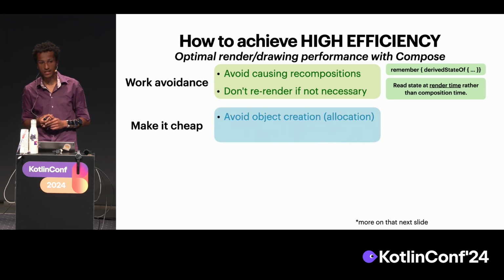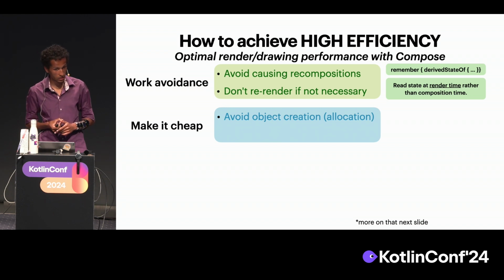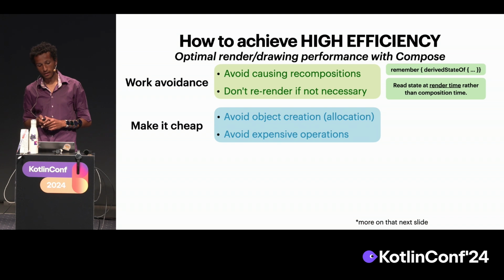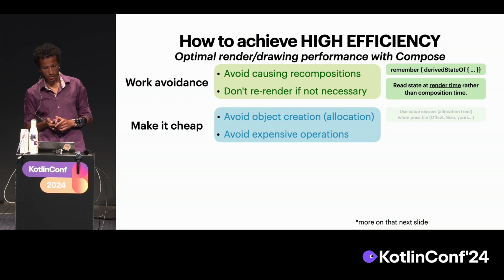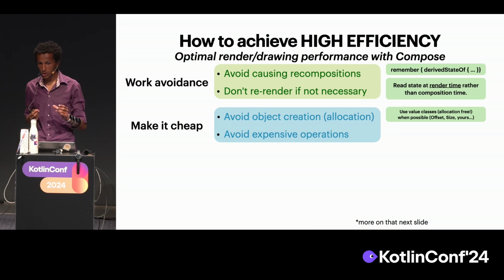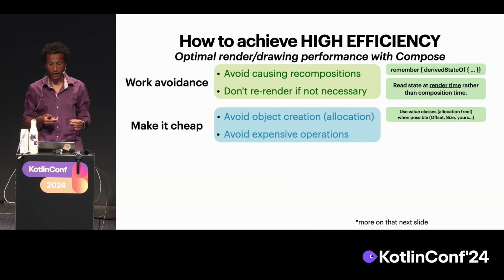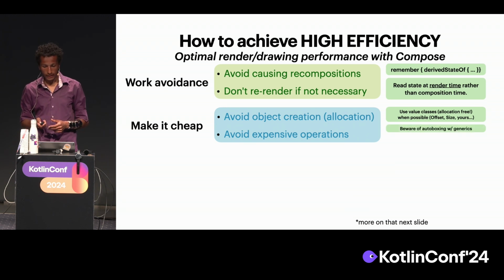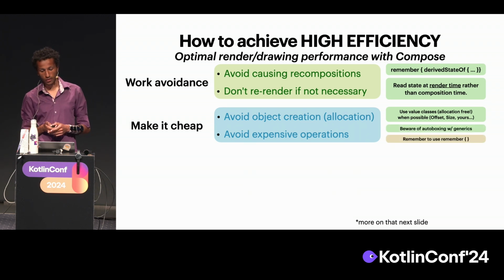Also, you want to make it cheap, so avoid object creation. Even if object creation has never been as cheap as it is today, it's still expensive, especially when you do it a lot of times. And avoid expensive operations. You can use value classes. For example, you have offset, which basically is the point. You have an x and a y. You have size, which is height and width. Those things are packed into a long under the hood, into a primitive type, so there's no allocation needed. But you can also make your own ones if you have something to model. Beware of auto-boxing with generics, and remember to use remember.